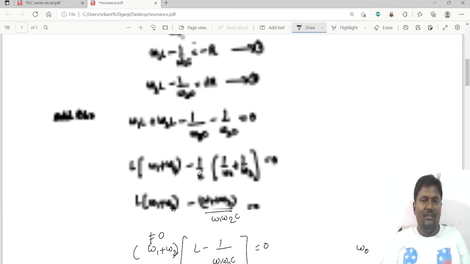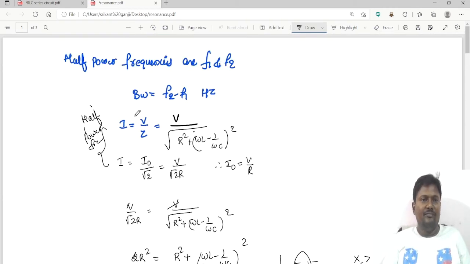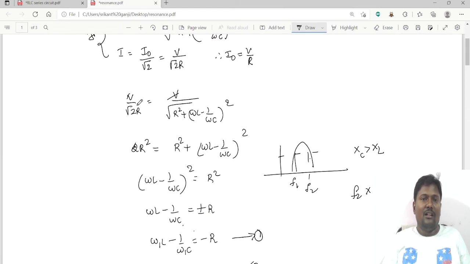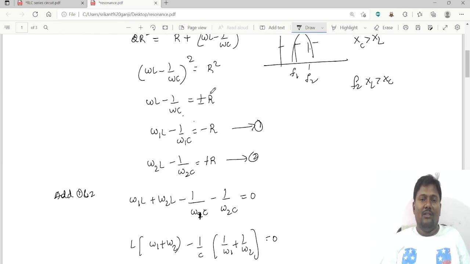So this is a very important derivation. Once again I am explaining, at half power frequencies f1 and f2, what is the current? V by Z, V by under root of R square plus omega L minus 1 by omega C whole square, and the current value is I naught by root 2, where I naught is the maximum value, that is V by R. Equate this, and one term we are getting as positive and another term as negative, and at lower frequencies the value is negative, at higher frequencies the value is positive.